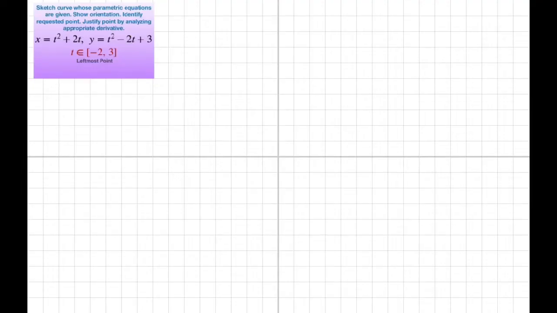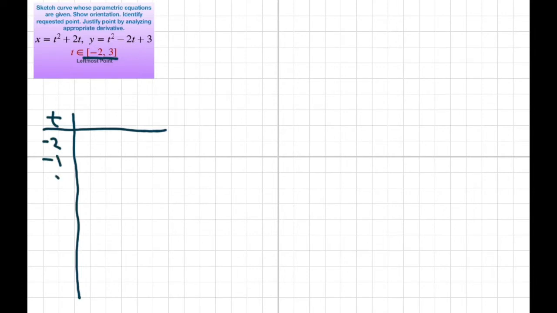We're going to start from our t belonging to the interval -2 to 3. So I'm going to write t, and I'll just write -2, -1, 0, 1, 2, and 3. And then find my x values and my y values, and then we'll try to find the leftmost point. When you're talking about left or right, that's your x. If you're talking about your lowest or highest point, we're talking about the y.